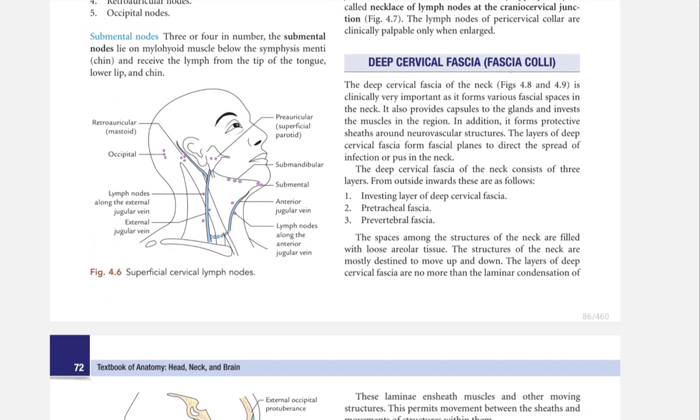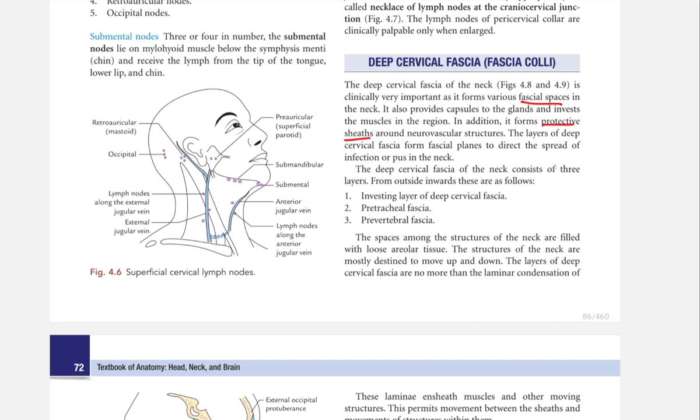Deep cervical fascia, fascia colli. It is important in exams. The deep cervical fascia of the neck is clinically very important as it forms various fascial spaces of the neck. It also provides capsules to the glands and invests the muscles in the region. In addition, it forms protective sheaths around neurovascular structures. The layers of deep cervical fascia form fascial planes that redirect the spread of infection or pus in the neck.